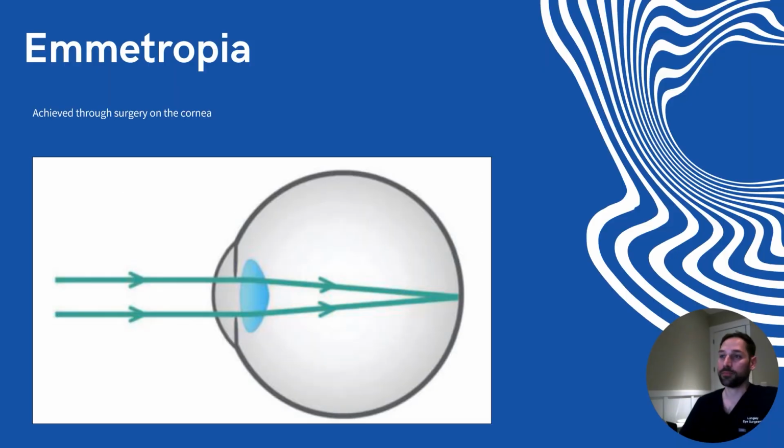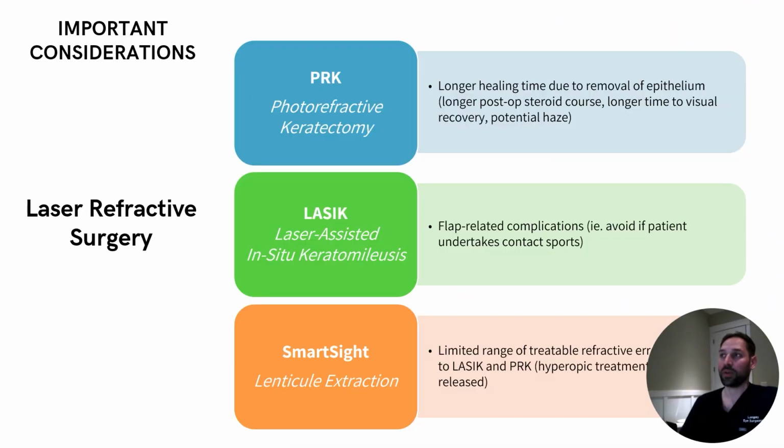So what we've talked about is emmetropia achieved through surgery on the cornea. So we're modifying with lasers the shape of the cornea in order to take light from infinity and focus it onto the retina. Important considerations: PRK is a longer healing time due to epithelial removal, longer steroid course, and a much longer time to visual recovery with potentially visually significant haze. LASIK has flap-related complications and the highest risk of developing significant dryness of the eyes. SMILE lenticule extraction has a limited range. It can only treat myopic patients right now, and eventually in the future, hyperopic treatments will be available.